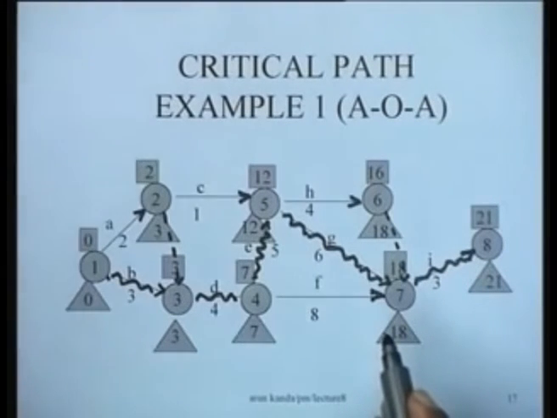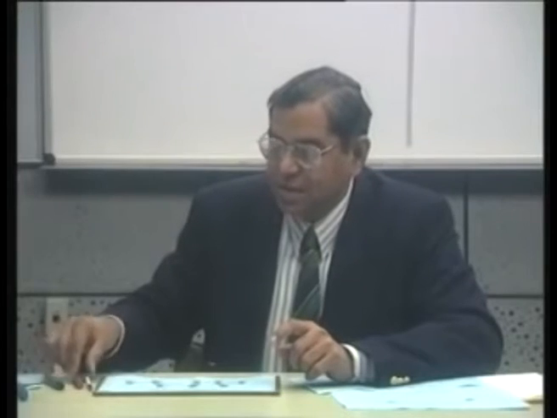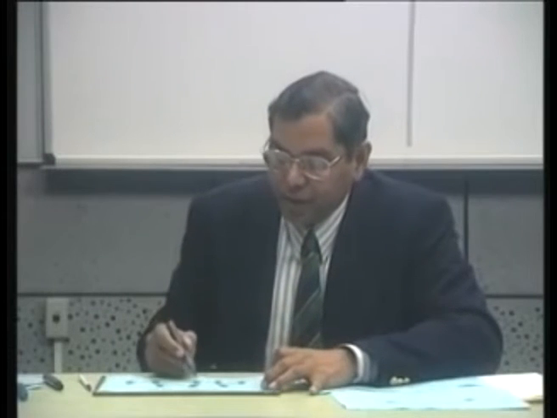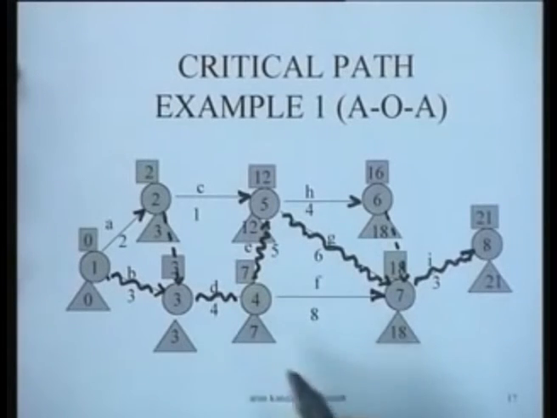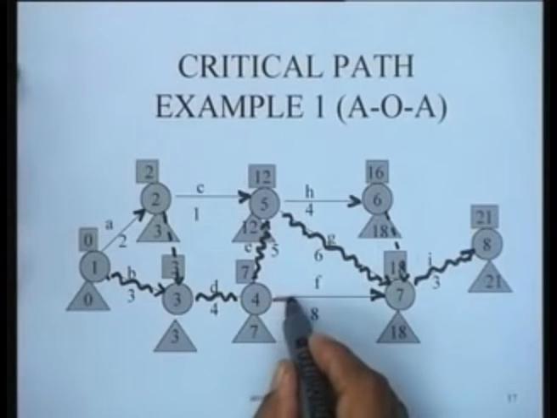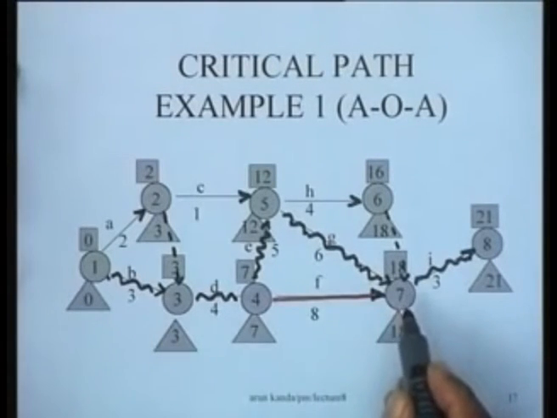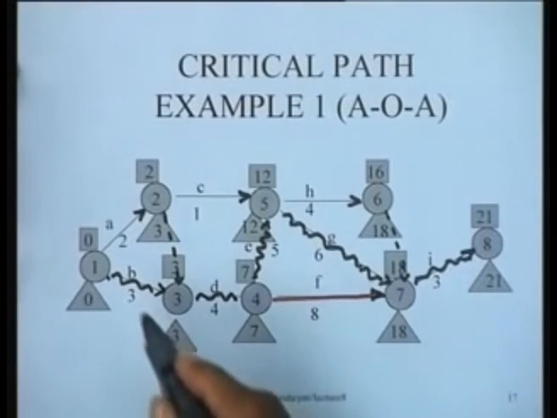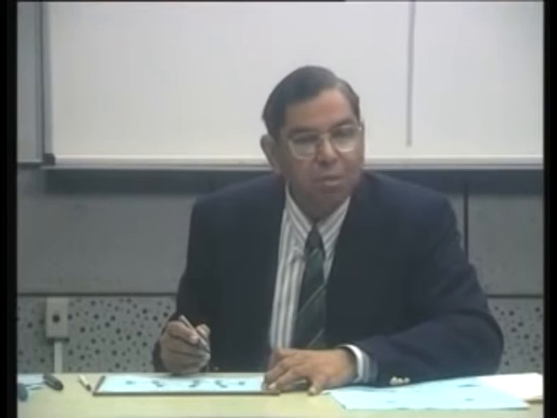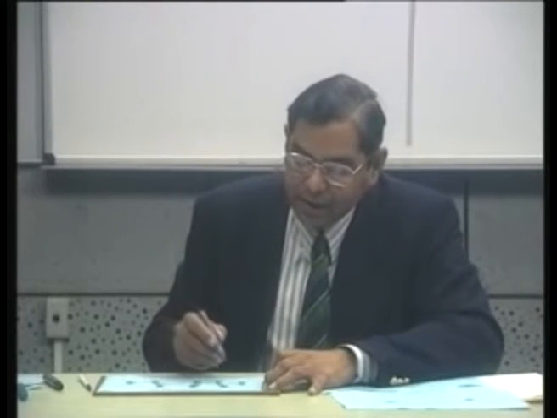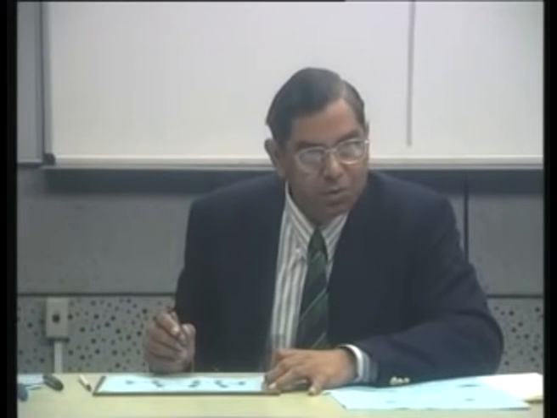The interesting thing to note here is that it is not always necessary that an activity joining 2 critical nodes will be critical. For instance, take this very network and see that node number 4 is a critical node, node number 7 is also a critical node, but this particular activity F is not a critical activity, yet it is an activity joining 2 critical nodes, and therefore the correct procedure for identifying the critical activities is first computation of the total floats and then identifying those activities which have 0 total float.